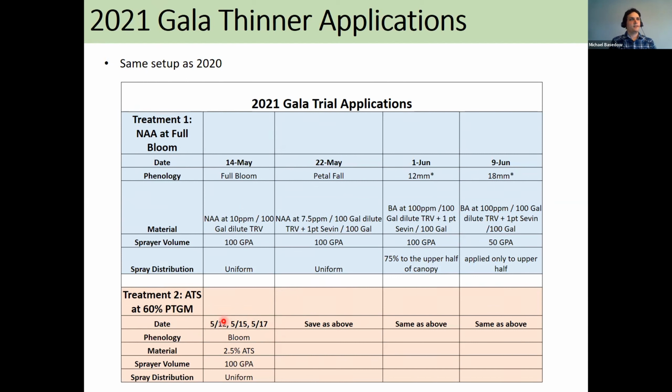And the reasoning for that was we had a lot of lateral blooms that were opening up on 1-year-old axillary buds. So we wanted to make sure we were hitting those. And then we had a couple of small changes to our follow-up applications.